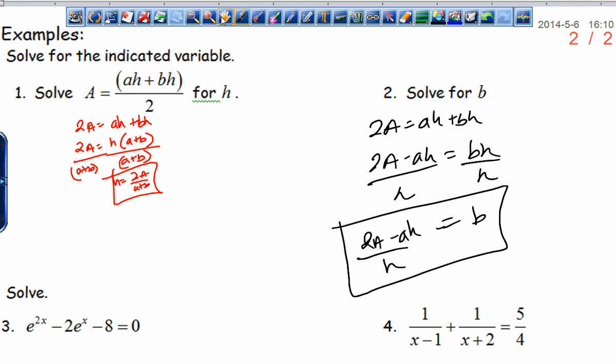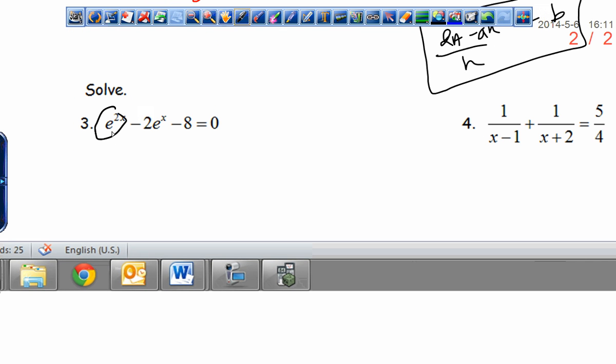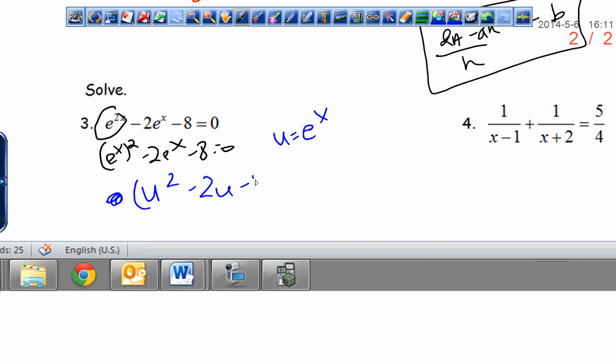Pretty easy. Number 3, got to use substitution just like we did yesterday. So rewrite that as e^(2x) minus 2e^x minus 8 equals 0. And we're going to use u substitution. We're going to let u equal e to the x. So we're going to have u squared minus 2u minus 8 equals 0.